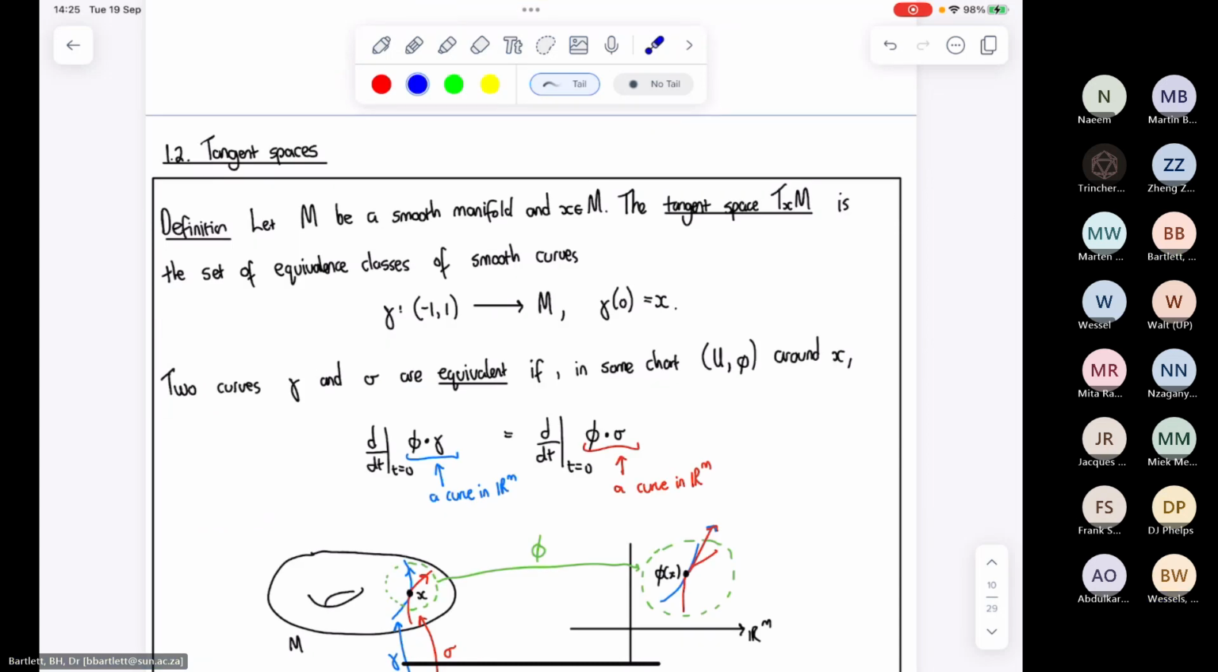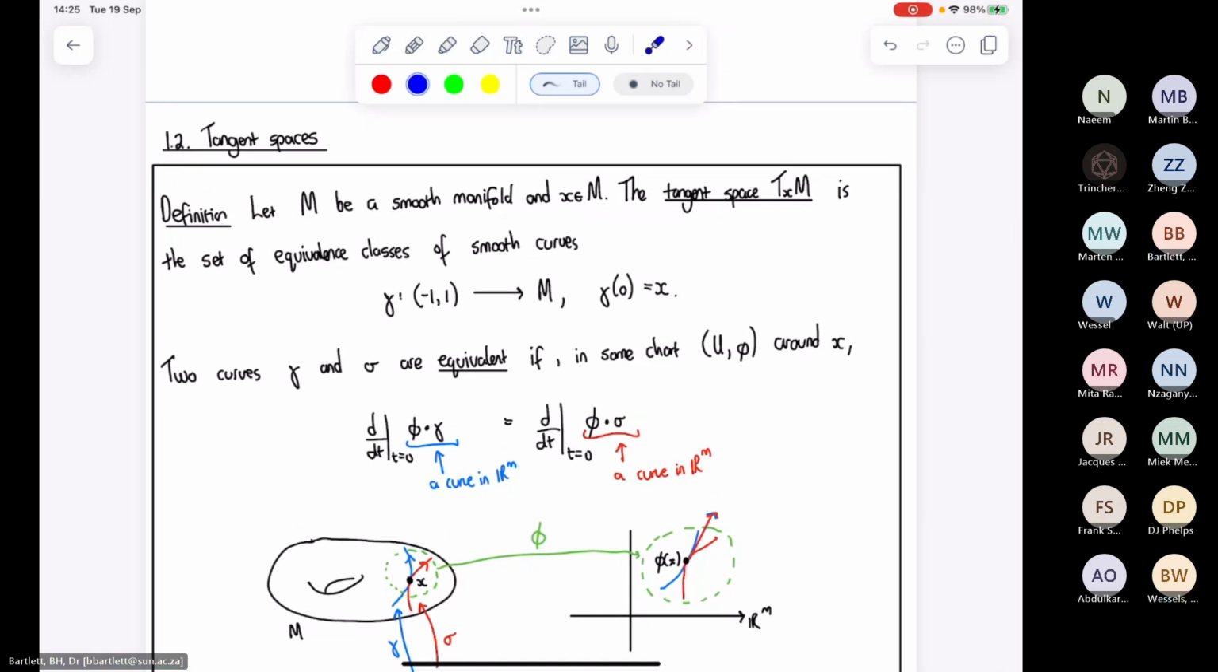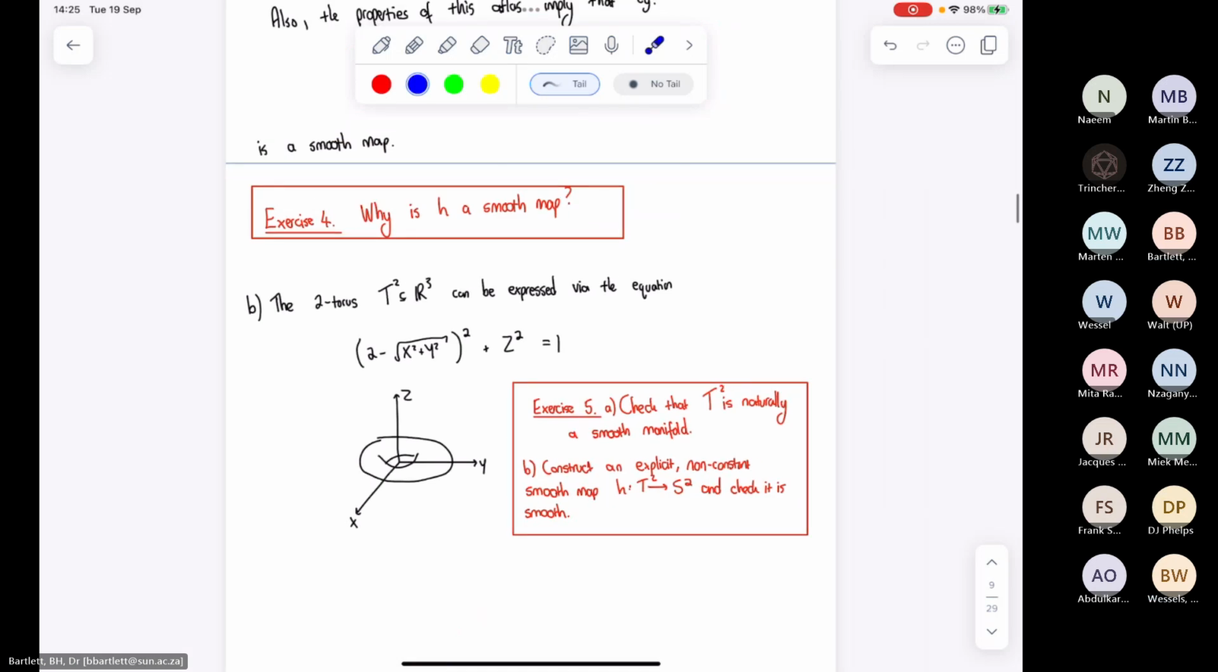Good. Next section. Any questions? We find smooth manifolds, smooth maps. I've given you some examples.